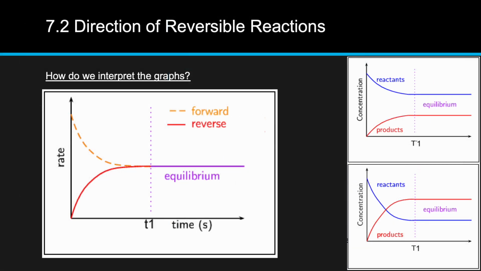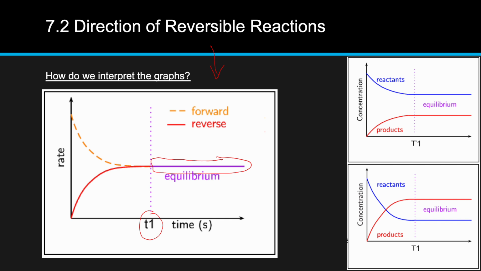So how do we interpret these graphs? At equilibrium, the rates of the forward and backward reactions are equal. Remember, this is a dynamic equilibrium. So when we're looking at the rate graph, it should indicate that both the forward and backward rates are equal. At T1, you can see the rates are equal and the reaction is at equilibrium.